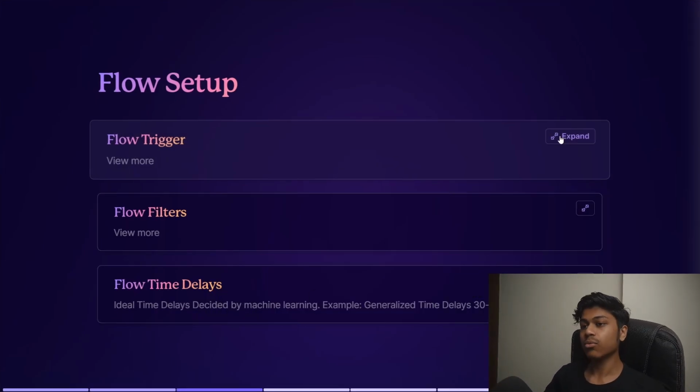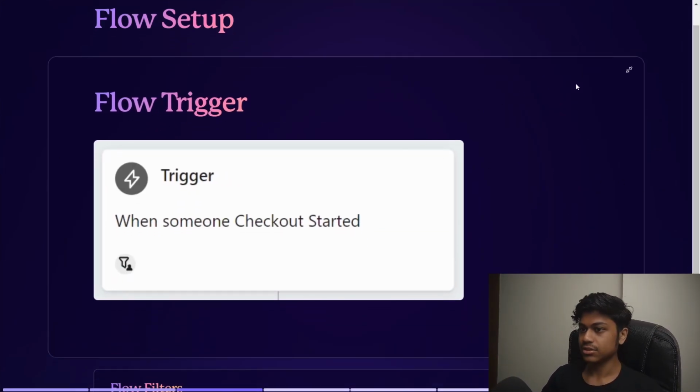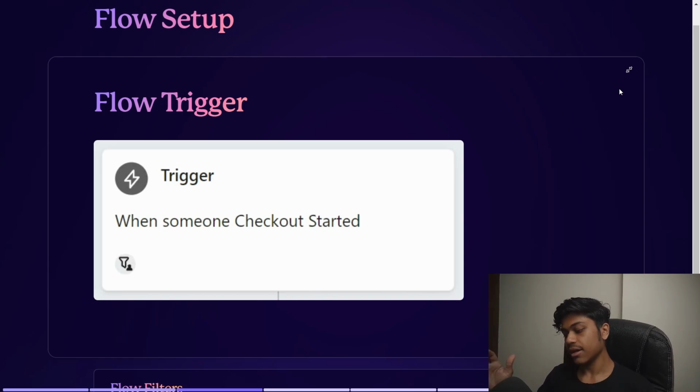So number one, what you need is the flow trigger. Of course, it's just going to be when someone checkout started. You don't want added to cart. That's a completely different flow for a completely different purpose. And this is specifically for people who have abandoned their checkout and you want to get them back and get them to buy your products, right?